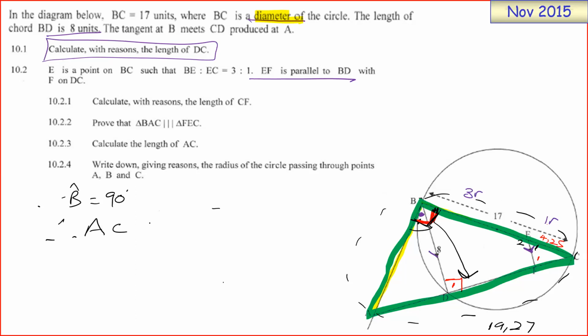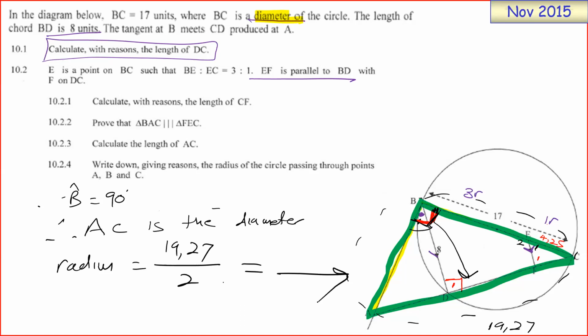Therefore, AC is actually a diameter, would you agree with that? Yes, because angle B is 90, that makes AC a diameter, which means half of AC would be the radius. So therefore, we can now conclude that the radius is 19.27 divided by 2, and that will be the radius. 9.635. Are you guys with me? Yes, sir.